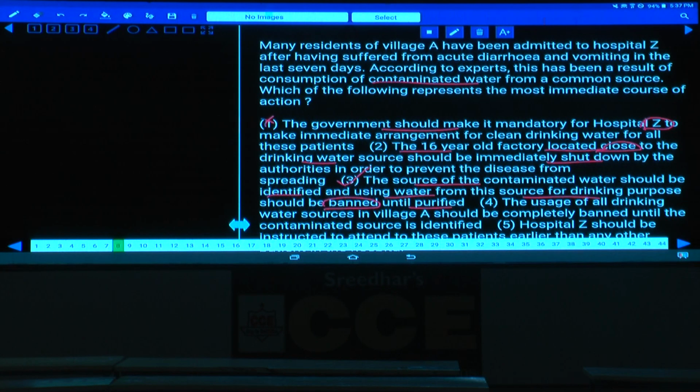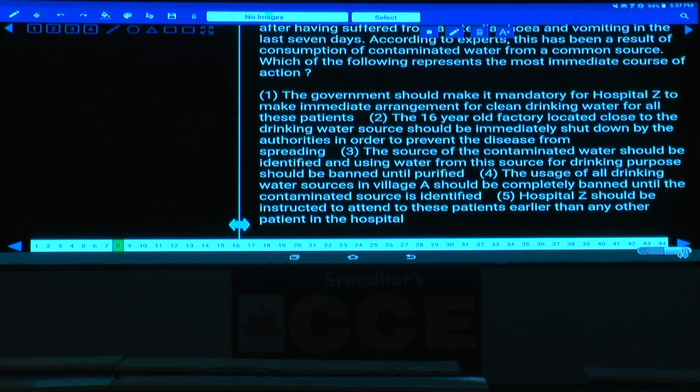The usage of all drinking water in the village should be completely banned. It is a negative course of action. Banning this will create more problems rather than solving this problem. Hospital Z should be instructed to attend these patients earlier than any other patient in the hospital. This is a comparison, isn't it? Hence this is not related to the purification of water. Then what is your answer here? Only choice 3.